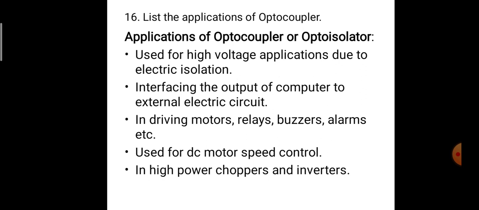16th question. List the applications of optocoupler. Now we are discussing the applications of optocoupler or optoisolator. Used for high voltage applications due to electric isolation. Interfacing the output of computer to external electric circuit. In driving motors, relays, buzzers, alarms, etc. Used for DC motor speed control in high power choppers and inverters.